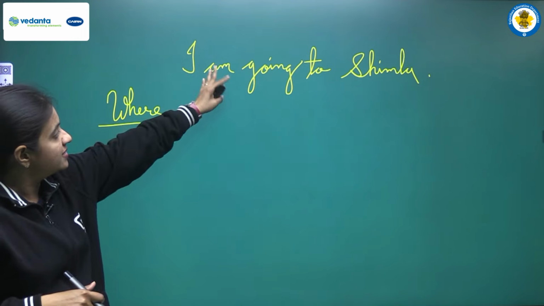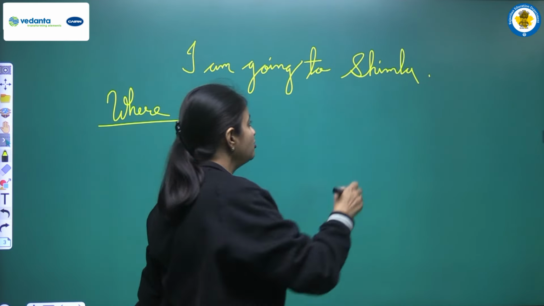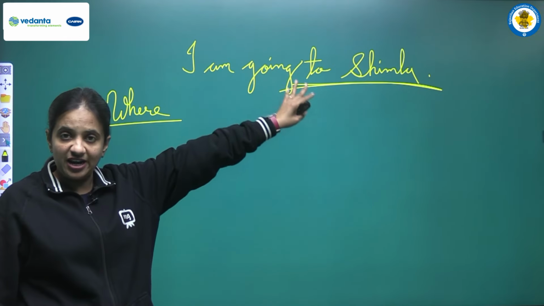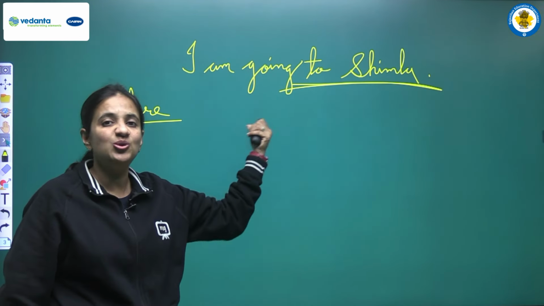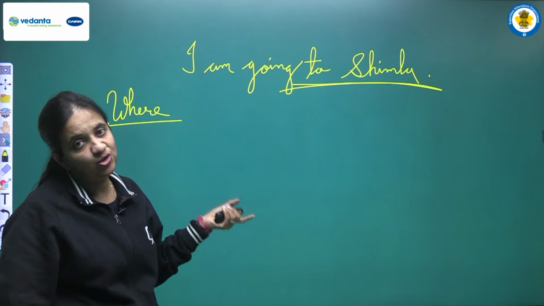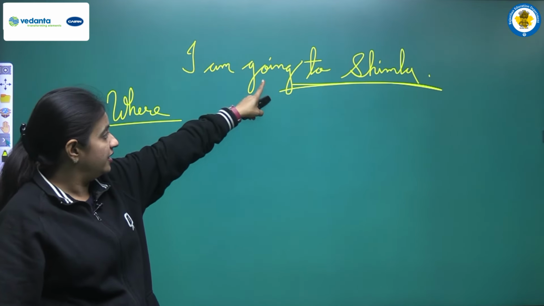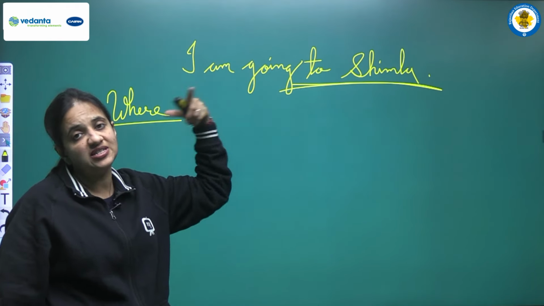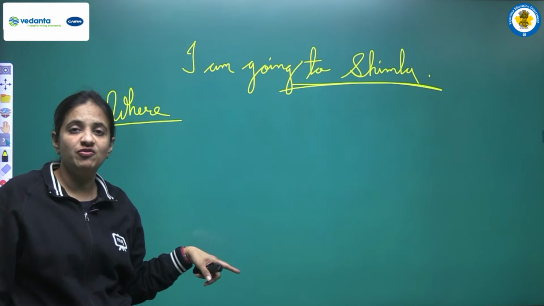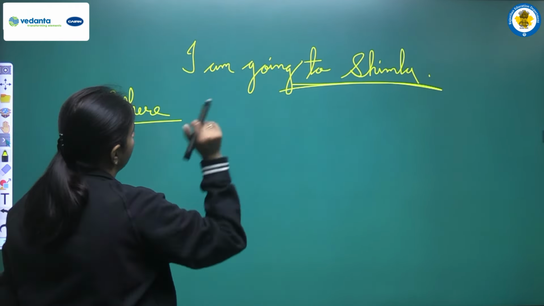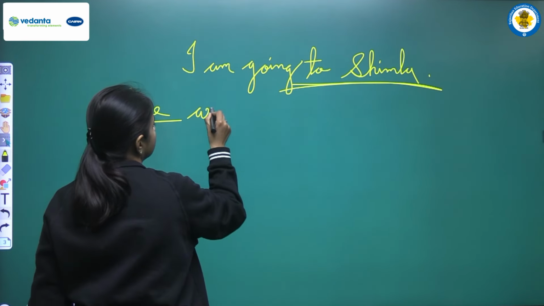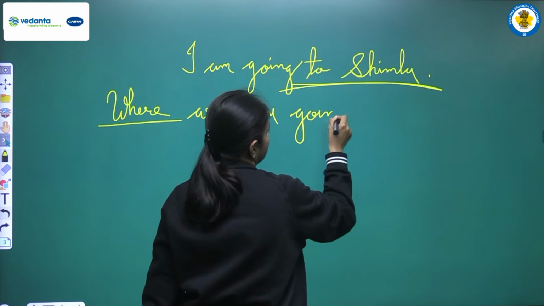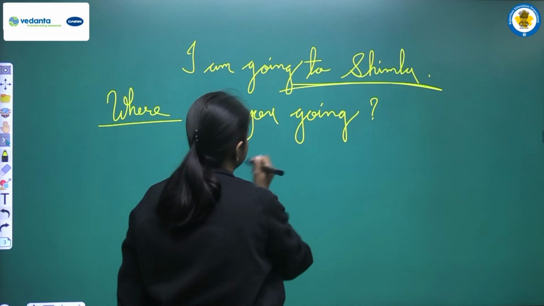So what is the answer of where? I am going to Shimla. So obviously the answer of where is to Shimla. So we have to skip that part and the remaining parts we have to use in our question. And yes, we have to use the same tense that is in the answer statement. So here we have is/am/are plus ing. It means this is present continuous tense. So in the question also we will use the same tense. So let's see how we can make the question. Where are you going? So this is the question of this answer statement.